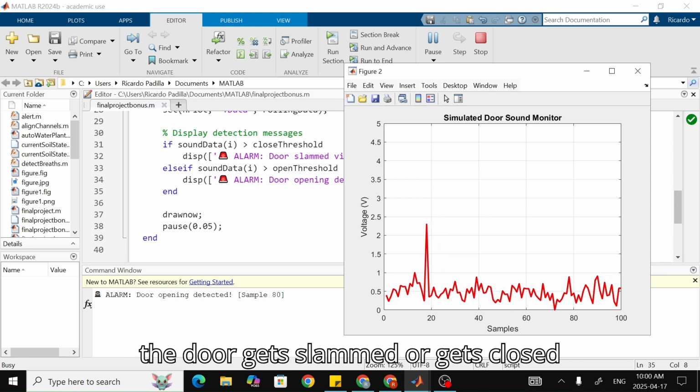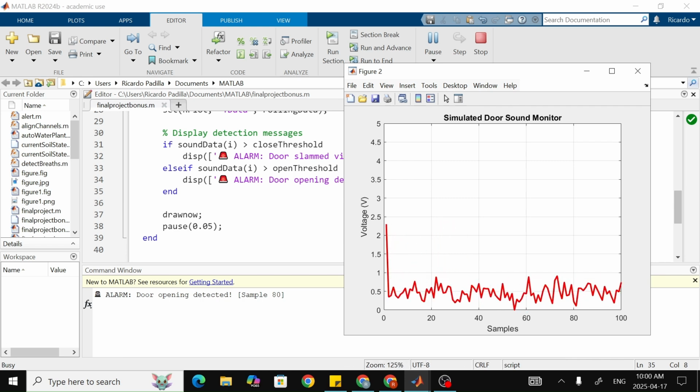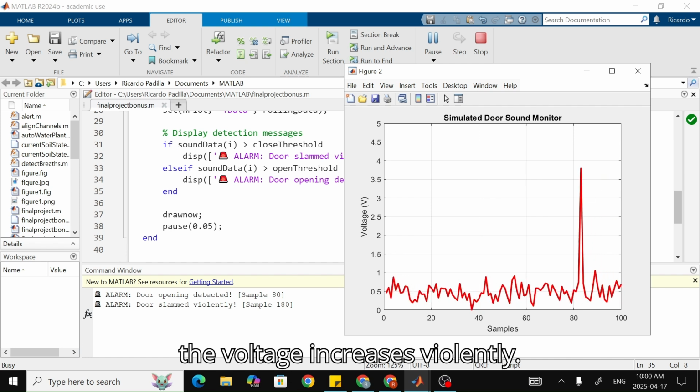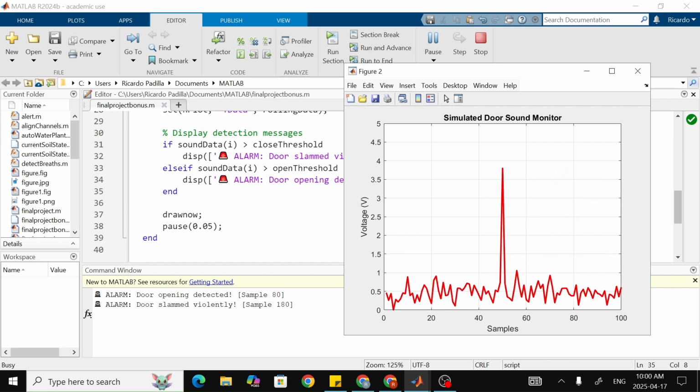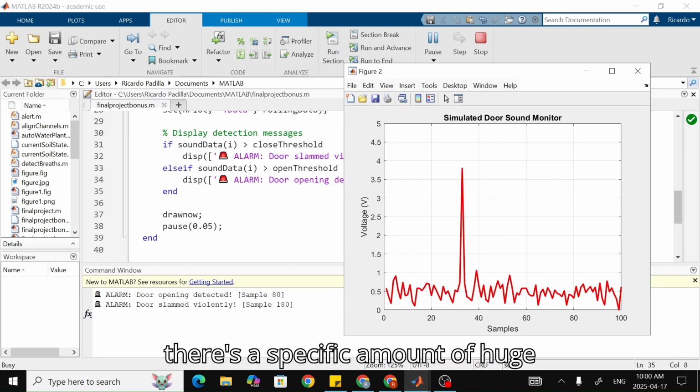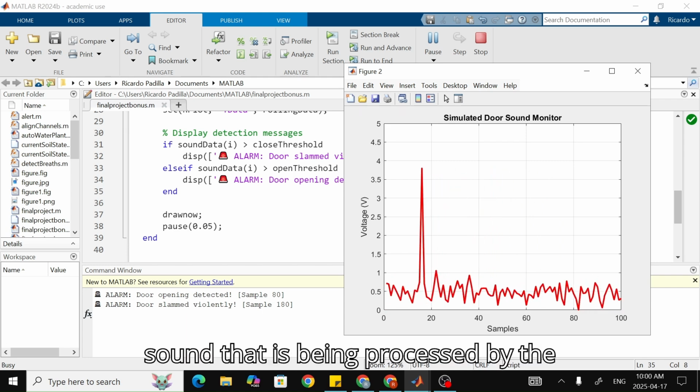But when the door gets slammed or gets closed, the voltage increases violently. So that means there's a specific amount of huge sound that is being processed by the sensor.